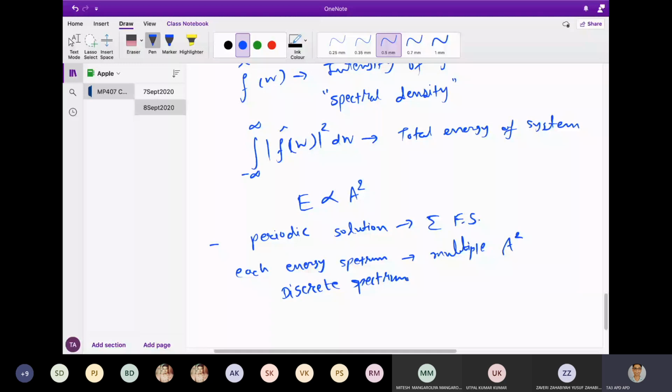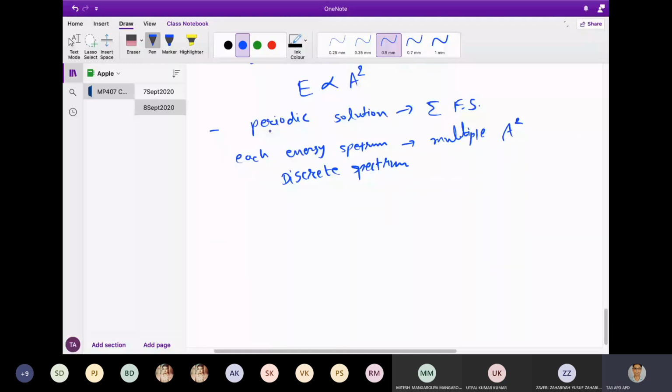So what we are saying is that if the given physical system has a solution which is periodic in nature, like the way we have it in the Fourier series, then for each frequency you will have a multiple amplitude square, and that we refer to as a discrete spectrum for the given signal. And when you apply the Fourier transform to such a discrete spectrum, that is what we call the discrete Fourier transform, DFT. Okay, that is what we call discrete Fourier transform.